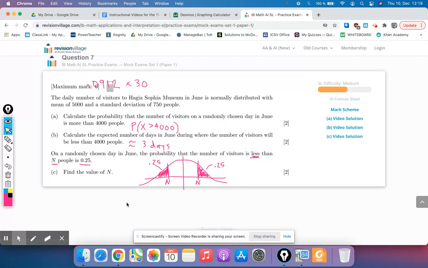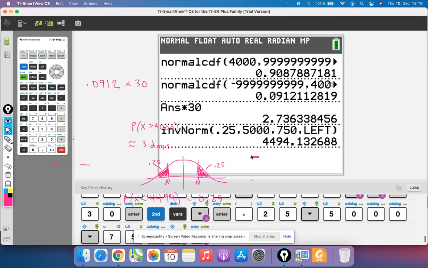So we could reinterpret this and say the probability that the number of visitors is less than 4494 is equal to 0.25. So the probability that there are fewer than 4,494 people is 25%. So that's how you use normal CDF and inverse norm.